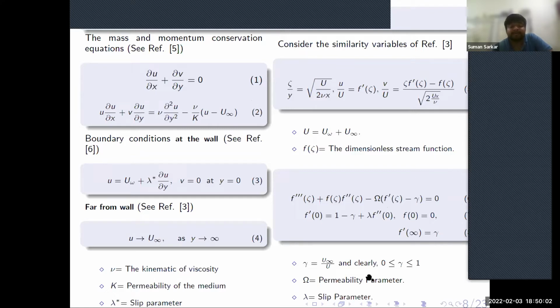Here the governing parameters are gamma, where gamma is the ratio of U_infinity by U, and U is the summation of U_omega plus U_infinity, and therefore clearly our gamma lies between 0 and 1. Our omega is related to our porous medium, and it is always greater than or equal to 0, and lambda is related to our slip parameter, and lambda is greater than or equal to 0. So for these governing parameter values, we want to prove the existence and uniqueness results of the solutions.